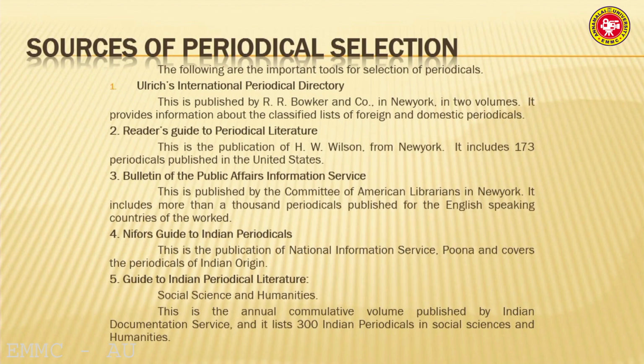Among the sources, here are listed five important sources: Ulrich's International Periodicals Directory, Reader's Guide to Periodical Literature, Bulletin of the Public Affairs Information Service, NISCAIR Guide to Indian Periodical Literature, Guide to Indian Periodical Literature. These are all examples of sources for periodical selection.